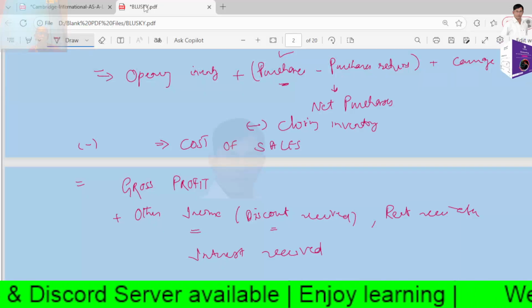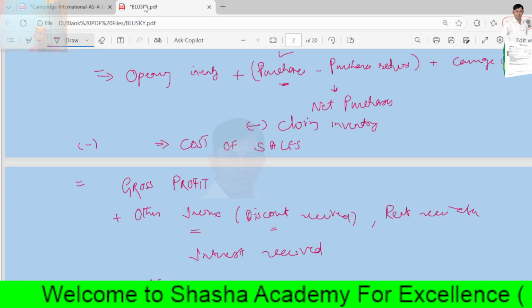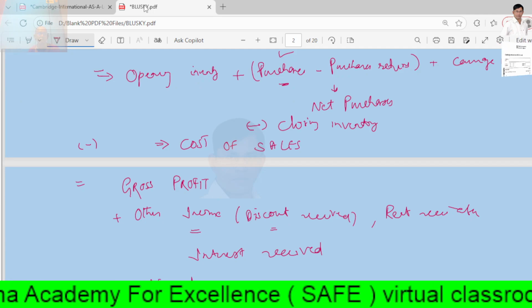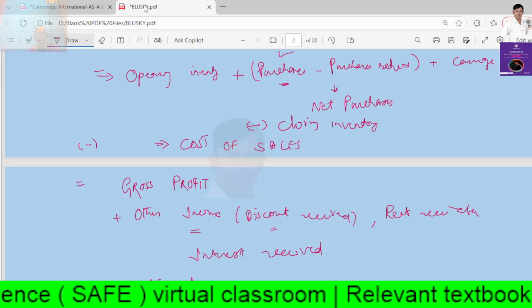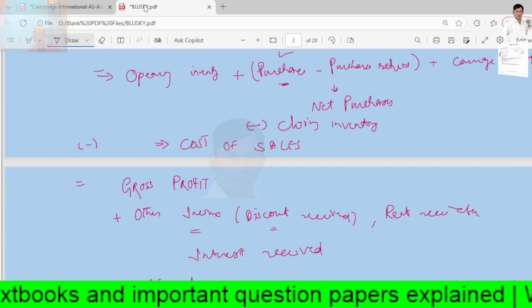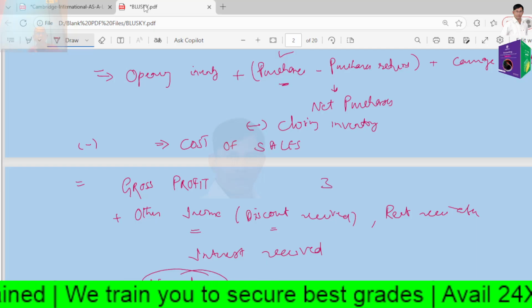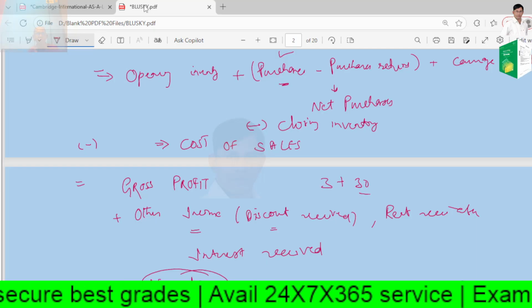So why did I call this nameless? Because there is no name for gross profit plus other income. You just calculate it and leave it. So there is no name. So why did I write 3 plus 3O? So that you don't forget this.